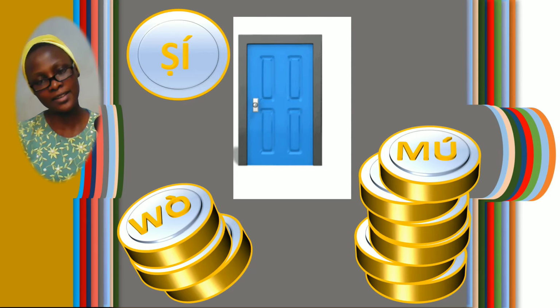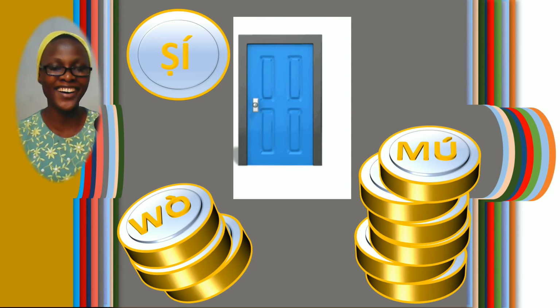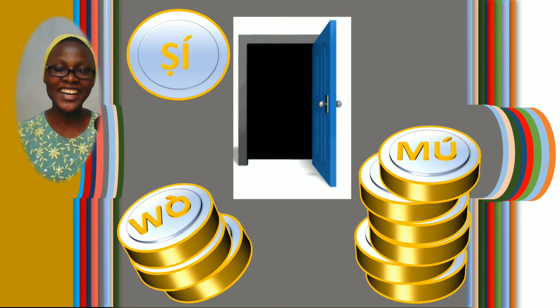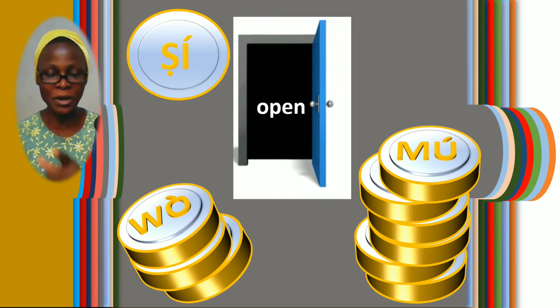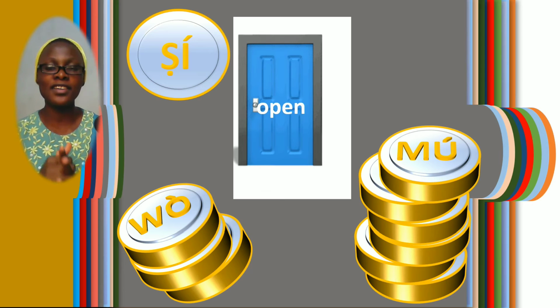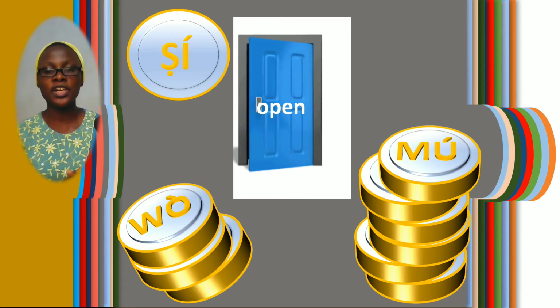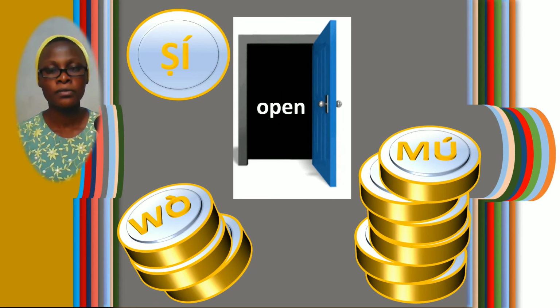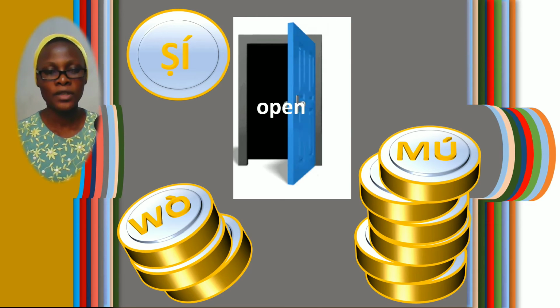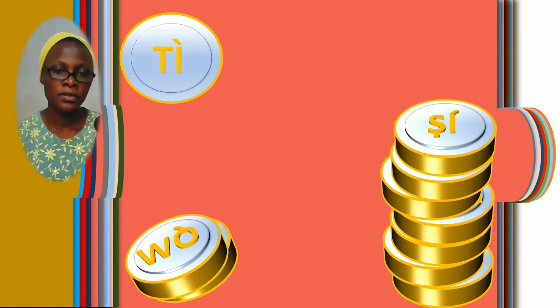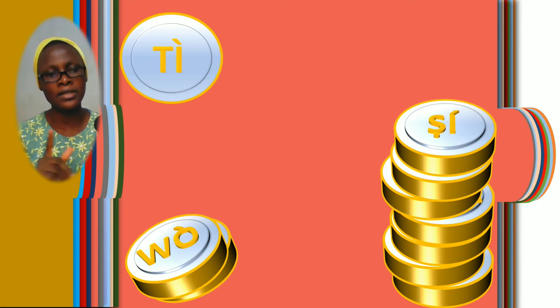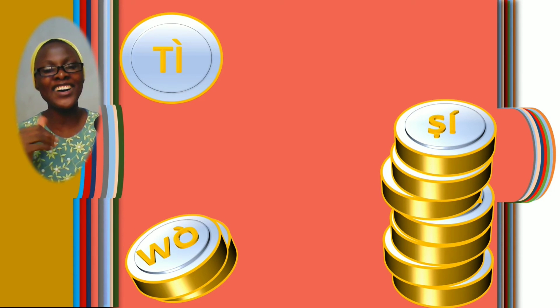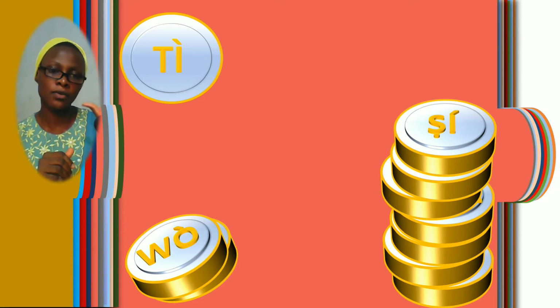Okay, you see that, right? So what is she? She is open. All right, so let's continue. You should be able to pronounce this word, letter T.